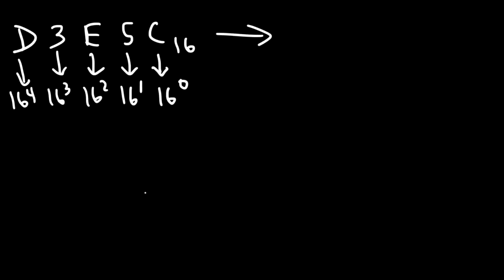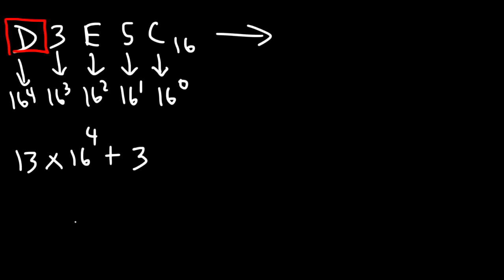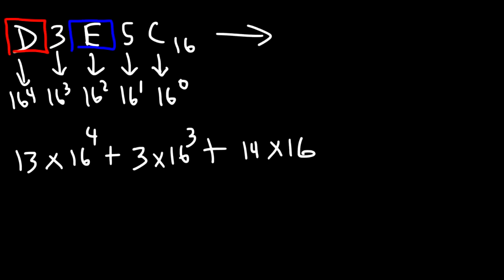So let's begin by converting D into its decimal value. So D corresponds to 13. Thus we're going to have 13 times 16 to the fourth power. And then the next number is 3. So it's going to be 3 times 16 to the third. And then we have E. We got to change that. E corresponds to 14. So it's 14 times 16 squared. And then it's going to be 5 times 16 to the first power.